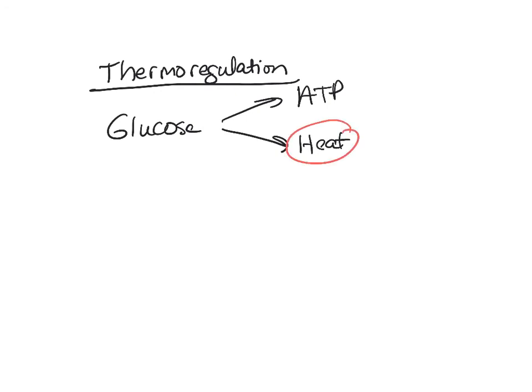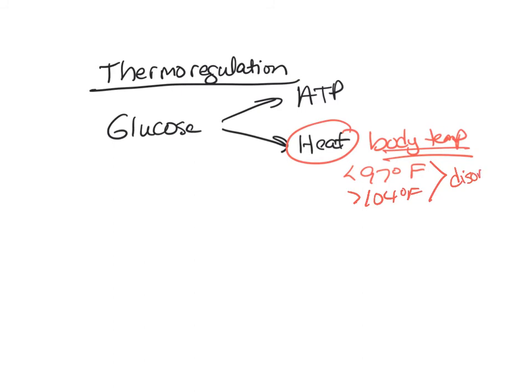Heat helps to keep the body temperature normal, so it helps to maintain the body temperature. The enzymes are going to work when the body temperature is normal, so it's important to have normal body temperature. Anything below 97 degrees Fahrenheit or above 104 degrees Fahrenheit will cause disorientation. The person will be dizzy, confused, disoriented. Anything above 108 degrees Fahrenheit will cause convulsions and permanent cell damage.